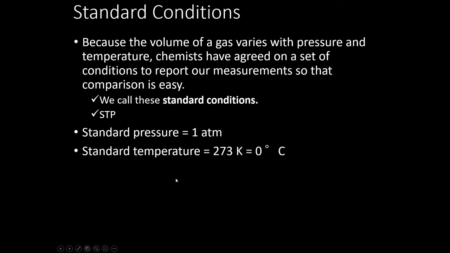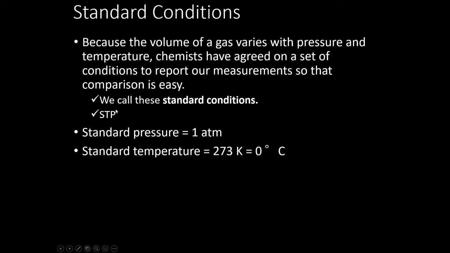Alright, continuing on, we're going to start talking about standard conditions. Because the volume of a gas varies with pressure and temperature, chemists have agreed on a set of conditions to report our measurements so that comparison is easy. Essentially, if you don't really care what the pressure and temperature are, people will do experiments at what we call STP, standard temperature and pressure. A lot of this is mainly useful for making tables and things like that.